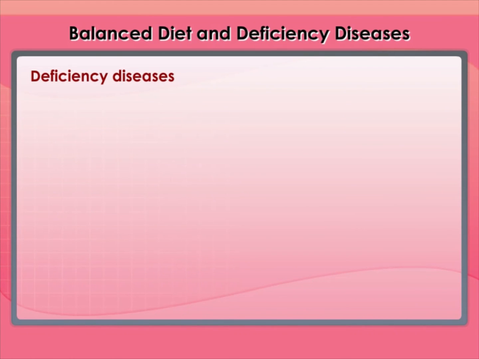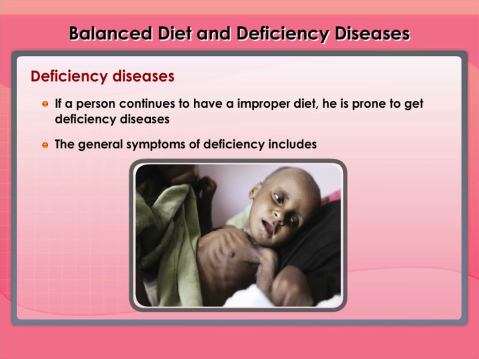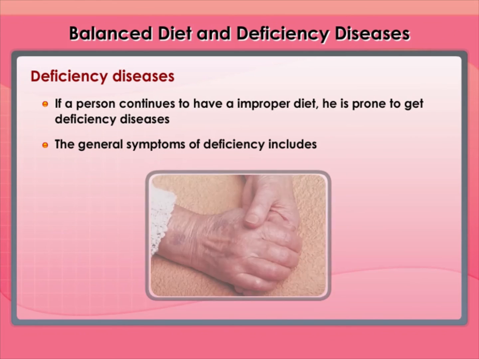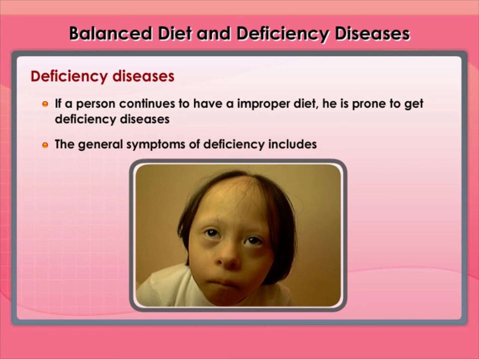Now let me tell you what are all the different deficiency diseases that occur due to the lack of nutrients. If a person continues to have an improper diet, he is prone to get deficiency diseases. The general symptoms of deficiency include retarded growth, skin allergies, discoloration and loss of hair.